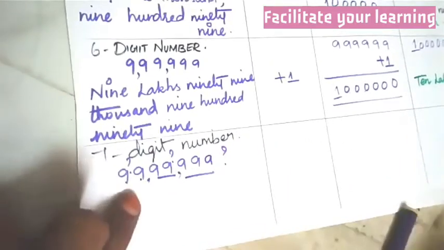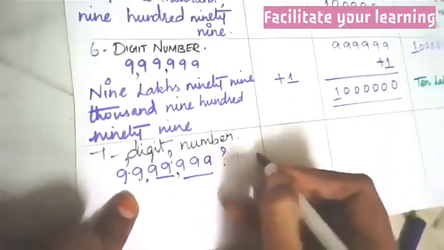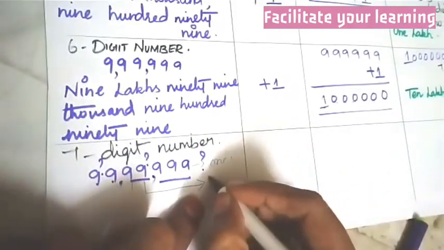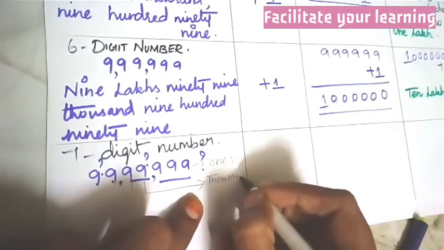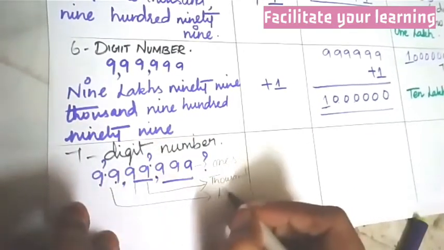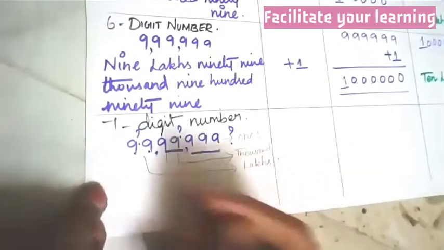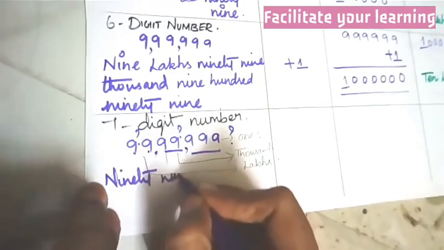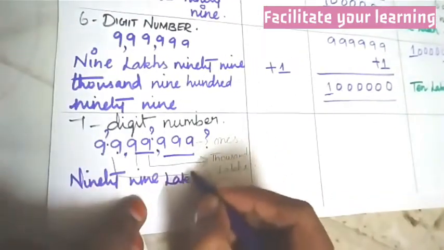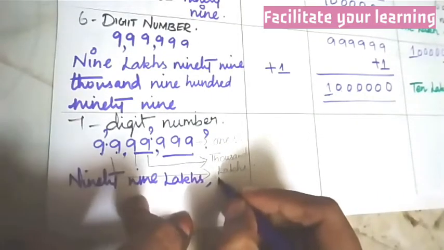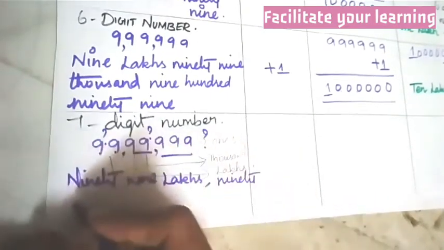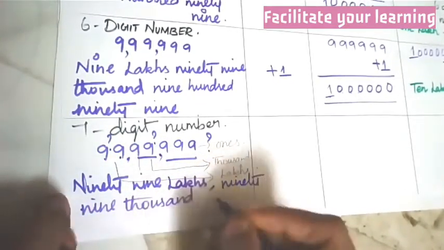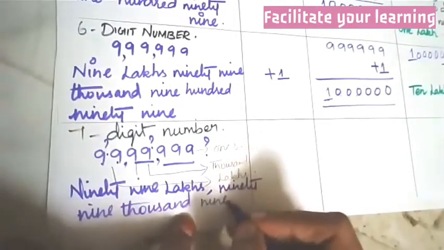Last 3 nines come under ones period. Then 2 nines come under thousands period. The last 2 nines come under lakhs period. So how do you read it? 99 lakhs, 99 thousand, 999.